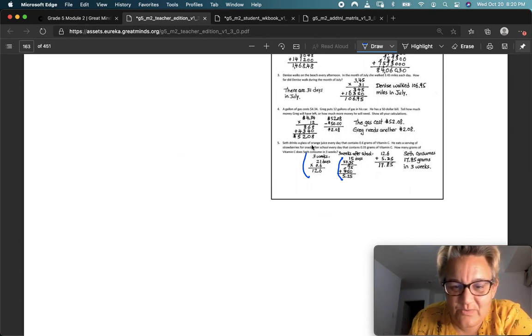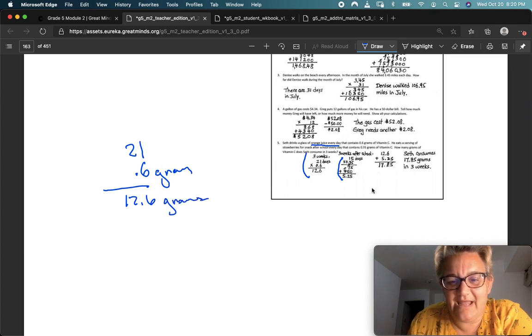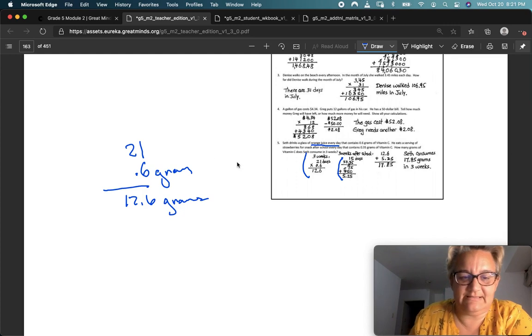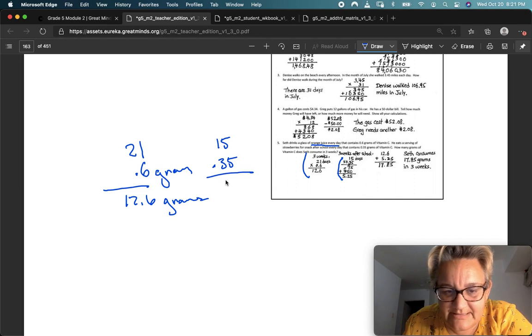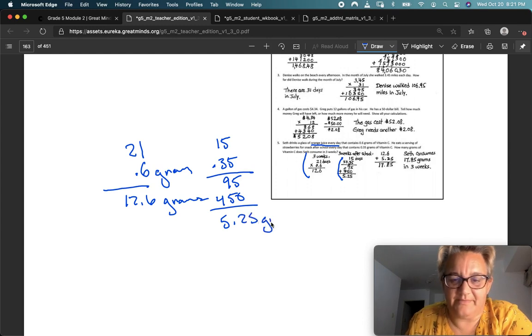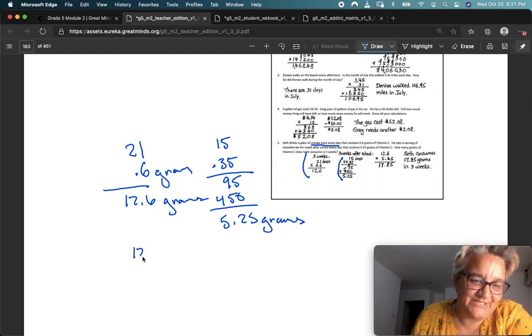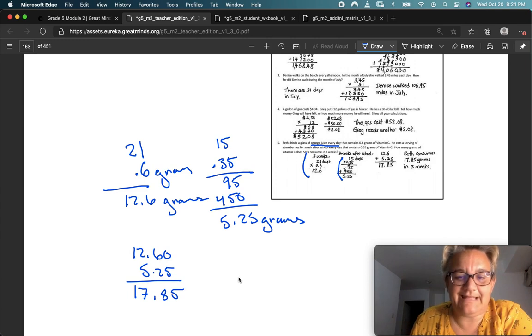They said that he has the orange juice every day, so the orange juice would be 21 days times the 0.6 grams, which would be 12.6 grams. And then he only had the strawberries on school days, which is 15 days. So that's 15 times 35, which would give us 95 plus 450, 525, so 5.25 grams. And then they're saying you have to add those together to see how much he had in 3 weeks. Tricky. That is tricky. That is not how I would have read that question. Not the best question.